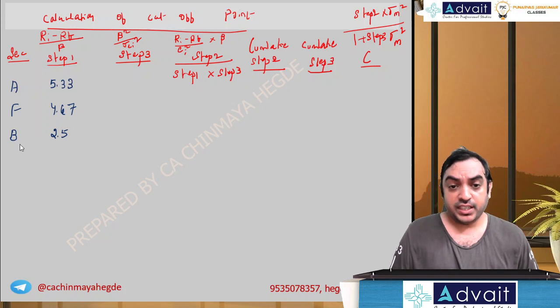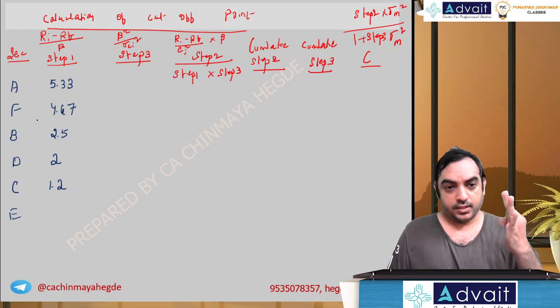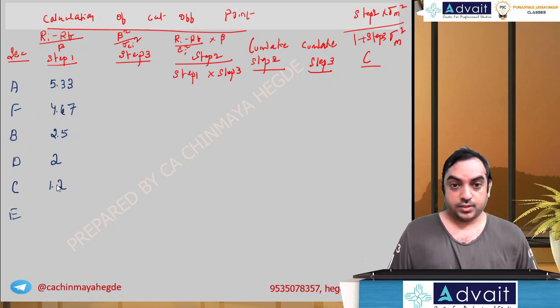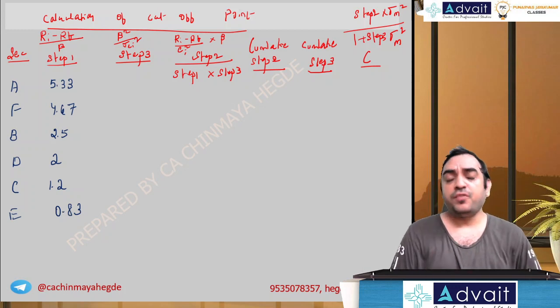Then fourth is D with a ratio of 2. Then fifth rank is C with a ratio of 1.2, and sixth is E, the last one, with ratio 0.8. So the ranking is A, F, B, D, C, E. Yes. Okay, step 1 we calculated.